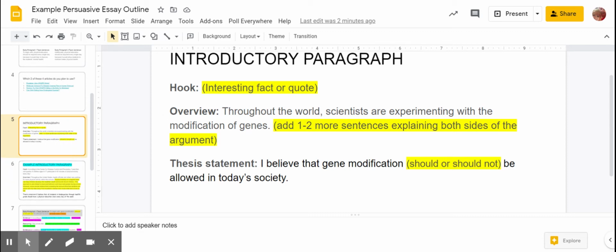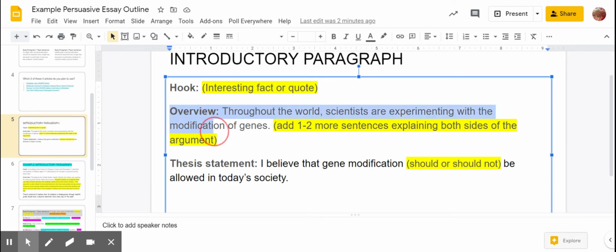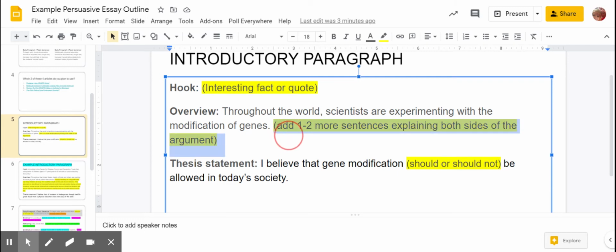Next comes probably the hardest part of the paper, and that's the overview. I wrote the first sentence for you. It says, throughout the world, scientists are experimenting with the modification of genes. You can just leave that sentence there. Now it says, add 1 to 2 more sentences explaining both sides of the argument. So you need to include information about your 2 reasons, your 2 claims, and then also give us a however on the other side.